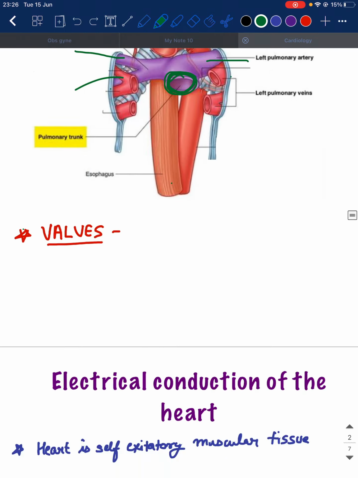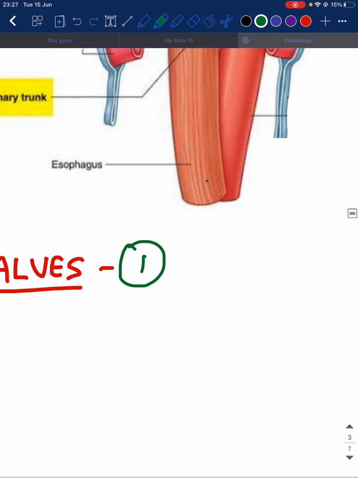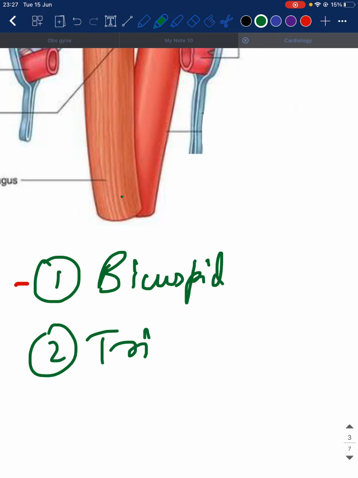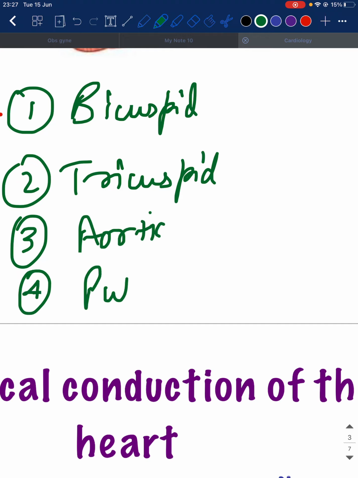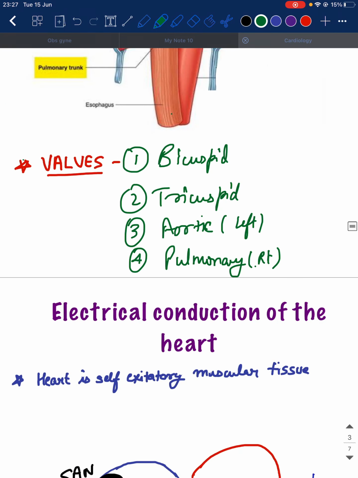So very well, what are the valves we have discussed? We have right now 4 valves: bicuspid, tricuspid, and 2 semilunar valves, aortic and pulmonary. Okay, aortic is between the aorta and the left ventricle, so this is the left side, and pulmonary is on the right side. Simple, nothing to understand.